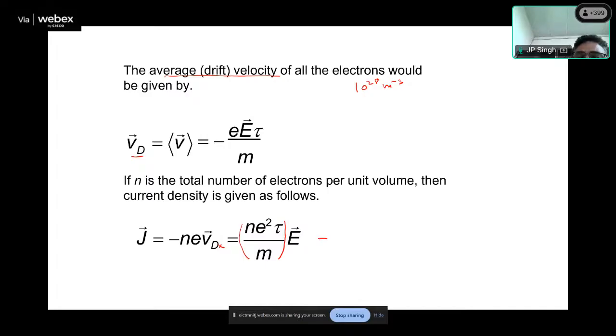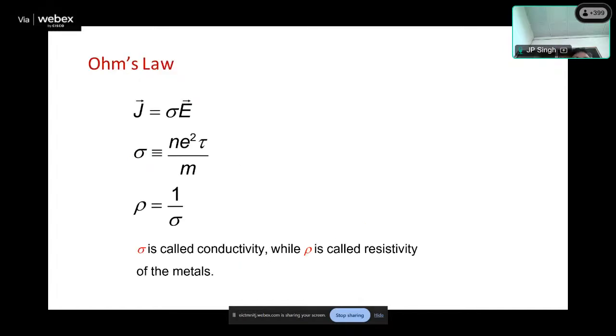So you can write this as J = sigma E, where sigma is known as the conductivity. This is basically nothing but Ohm's law. This is the microscopic form of Ohm's law, which relates the current density to the applied electric field through sigma, where sigma is the material property. Different metals have differences in n, the number density, or they have different collision time, or sorry, mean free time or relaxation time.